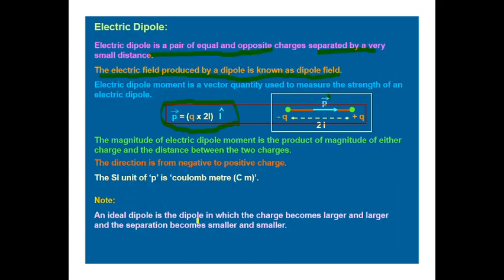Note: an ideal dipole is a dipole in which the charge becomes larger and larger and the separation becomes smaller and smaller. So it is written in the definition: an electric dipole is a pair of equal and opposite charges separated by a very small distance. If the charges become larger and larger, the distance becomes smaller and smaller.